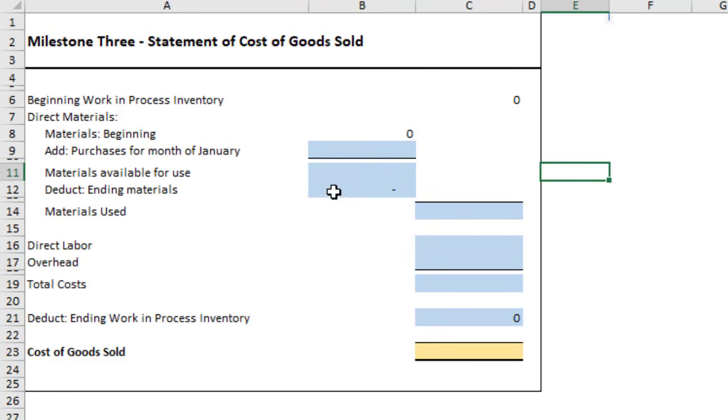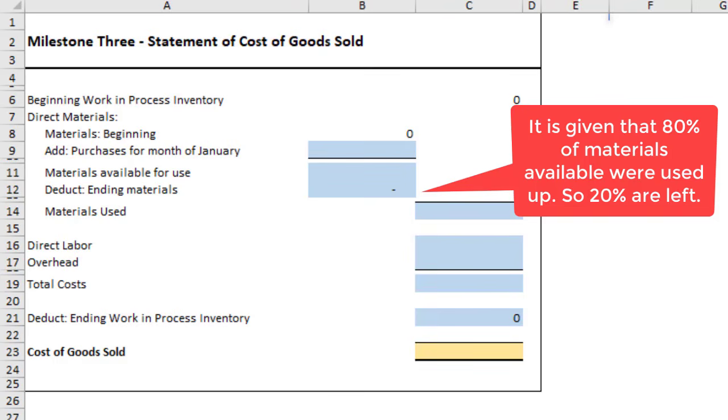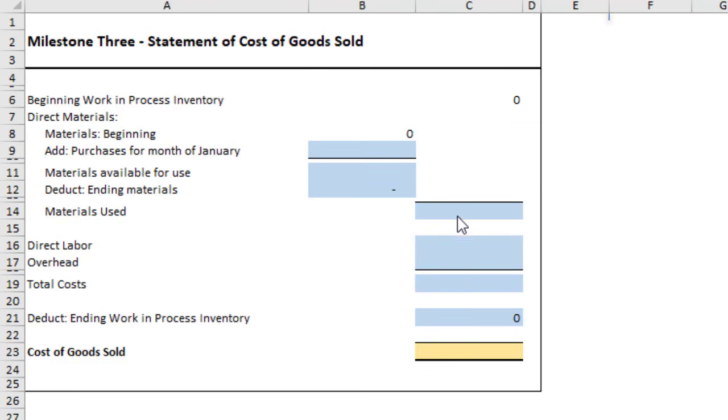And then you deduct your ending materials. So since 80% of your materials were used up, then 20% is going to be ending. And so then you get your materials used. So you take your materials available for use minus your ending materials, and that's going to give you what was used. Make sure again you use your calculations here.